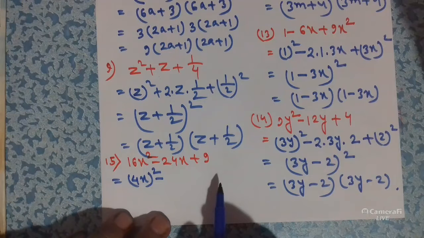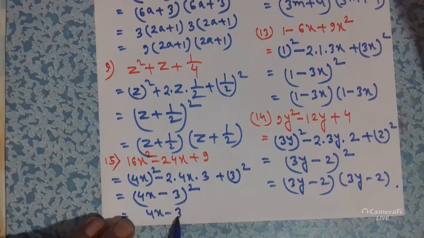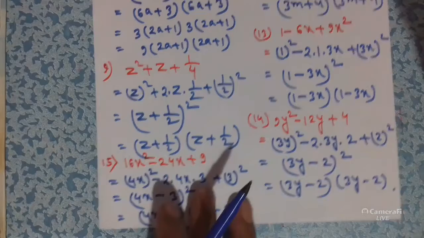So a square minus 2ab plus b square is in the form of a minus b whole square. So 4x minus 3 multiply 4x minus 3. Understood?